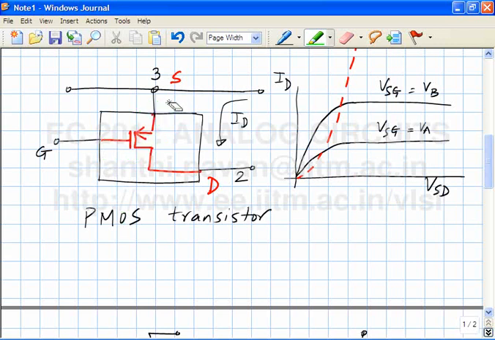The drain current flows into the drain of an NMOS transistor. The drain current flows out of the drain in a PMOS device. Does it make sense?